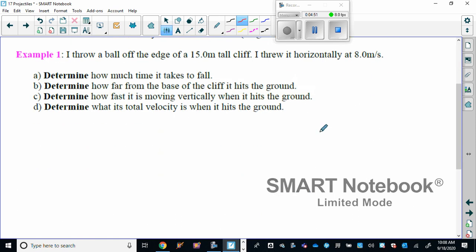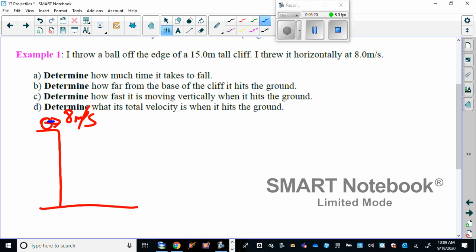I throw a ball off the edge of a 15-meter tall cliff. I threw it horizontally at 8 meters per second. There's your diagram, 8 meters per second horizontally. So initially it has only a horizontal component. And then you've got a bunch of questions related to it. First, let's draw just a basic diagram. There's the path of the projectile.